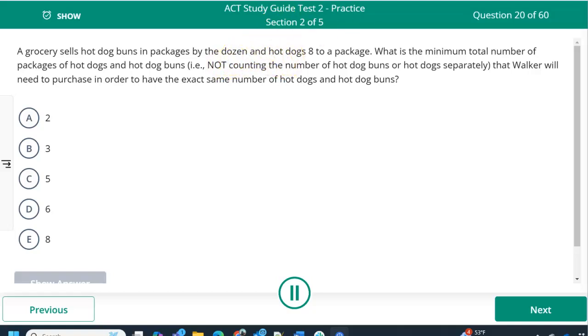Okay, so we have to find a common multiple of 12 and 8, which is pretty easy. Would be 24. So that means we need 2 packages of the hot dog buns. We need 3 packages of the hot dogs for a total of 5 packages. That's answer C.